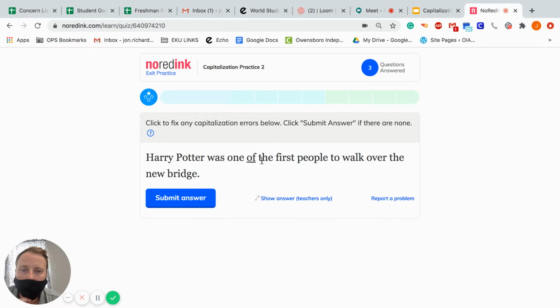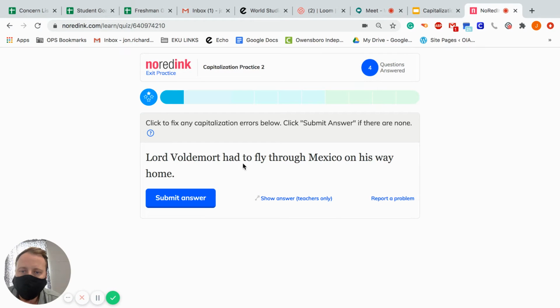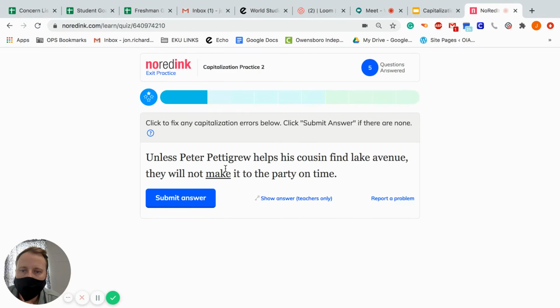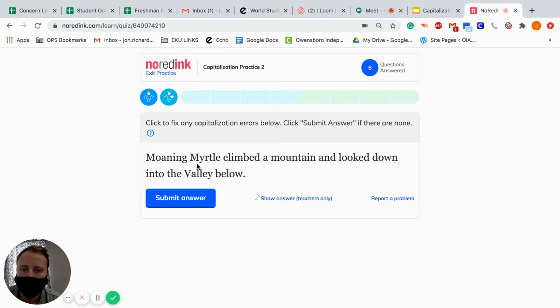Harry Potter was one of the first people to walk over the new bridge. So nothing's capitalized here because they didn't call it a name of the bridge, okay? Lord Voldemort had to fly through Mexico on his way home. Mexico is the name of a country, so we capitalize it. Unless Peter Pettigrew helps his cousin find Lake Avenue. Lake Avenue is the name of a street, so we capitalize it. They will not make it to the party on time. And you can see how these first couple ones are pretty easy. They're the name of it, we capitalize it.